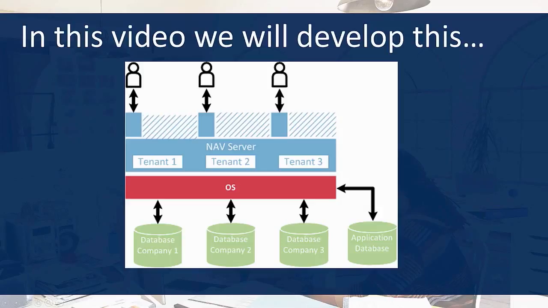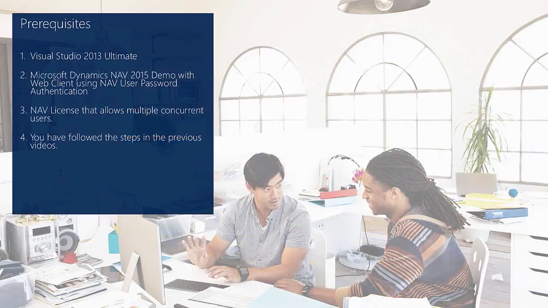The diagram here visualizes what a multi-tenant setup looks like. The difference, of course, being that there's a separate database for each company and each user connects to the same NAV server. To follow the steps in this demonstration, you need some prerequisites.